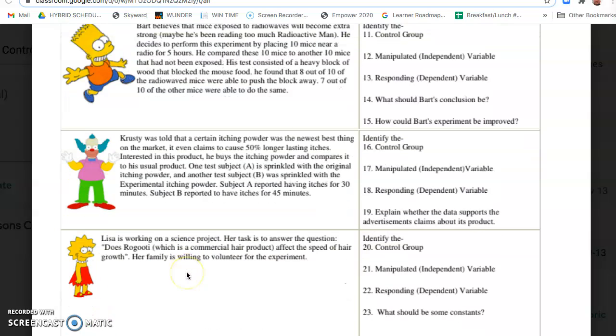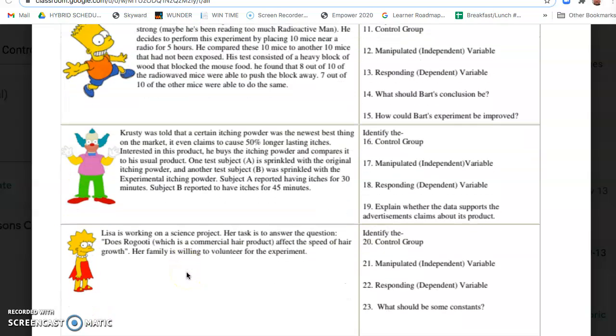And let's see here. We have 2 left. Crusty was told that a certain itching powder was the newest best thing on the market, and even claims to cause 50% longer itches. That's important. Interested in this product, he buys the itching powder and compares it to his usual product. Test subject A is sprinkled with the original itching powder. Test subject B is sprinkled with the experimental itching powder. Subject A reported itches for 30 minutes. Subject B reported itches for 45 minutes.